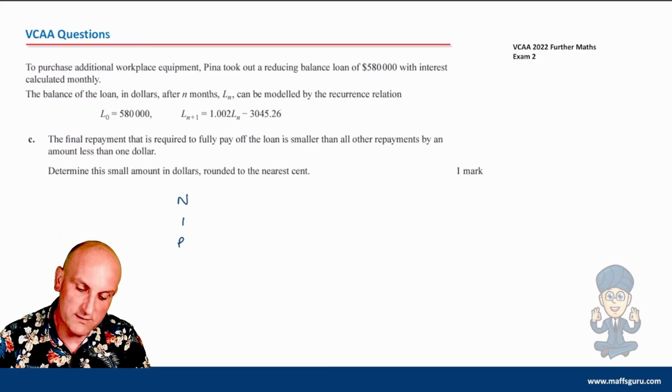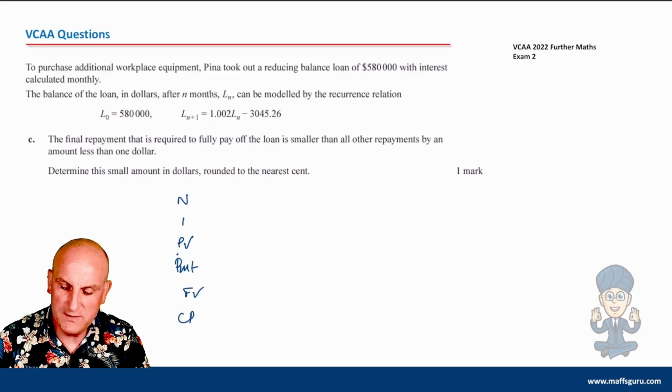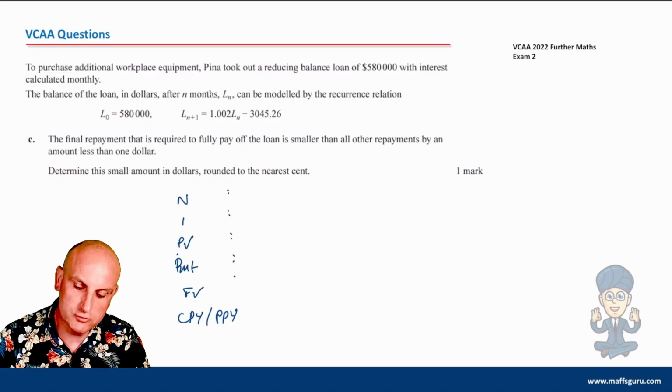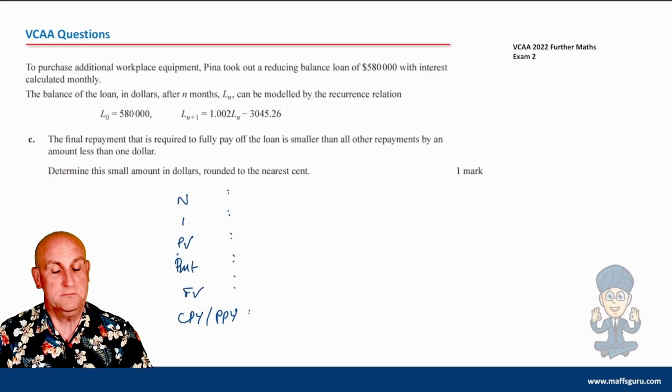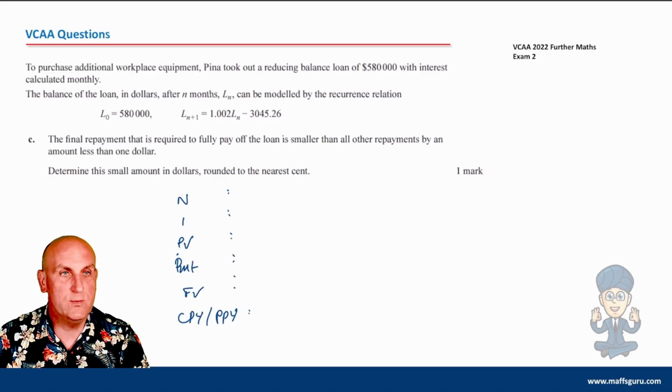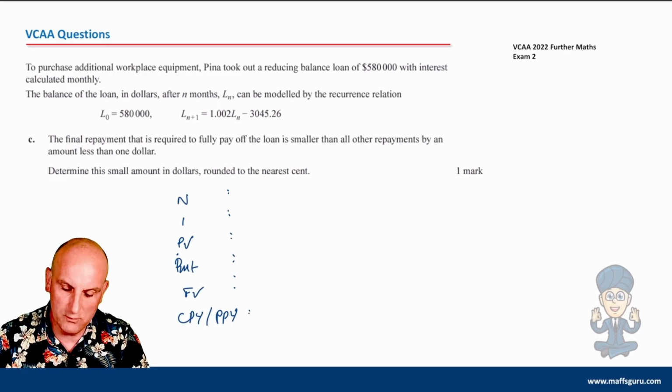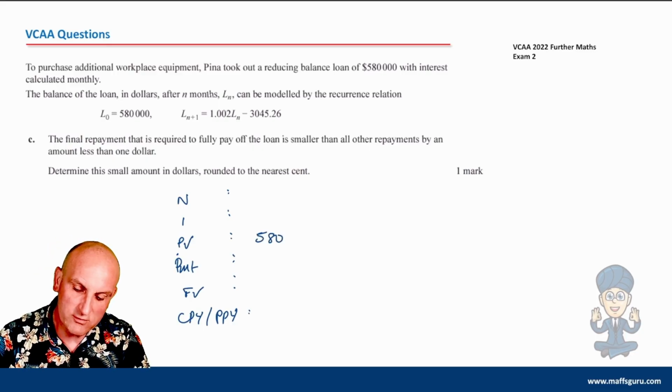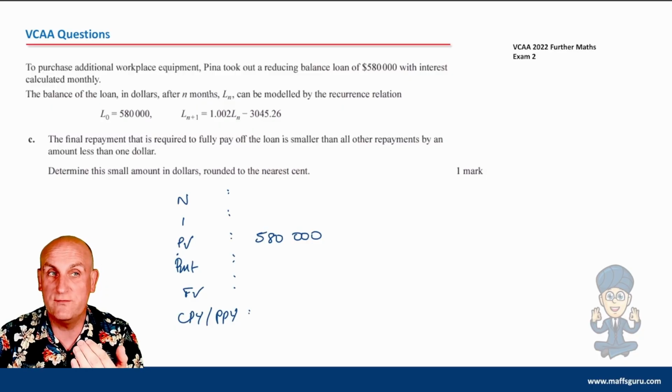All right, well, we go again. N, I, PV, PMT, FV, CPY, PPY. Oh, free sound effects. Not bad. Right, so let me see. Once again, what have we got? Well, we've got 580,000. What does she do? The balance of a loan. So principal value, 580,000, because the loan has been given to me.